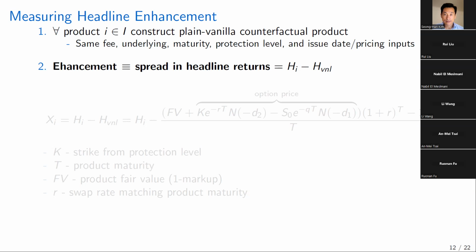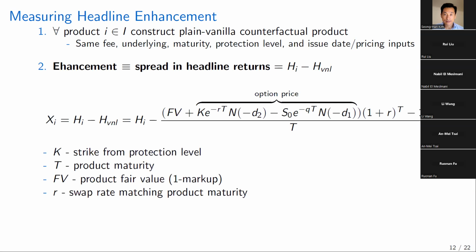And then the spread between the actual headline return of the security and the headline return that I get from the synthetic plain vanilla security is going to be my measure of enhancement. So my measure of enhancement quantifies what is the impact of the additional conditions on the offered headline return. The reason I can do this relatively easily is because for the plain vanilla design, I can just use closed form formulas for pricing plain vanilla options, and so I can very easily quantify what would be the headline return if the design of the security was simple and if the fee charged to the investor was the same.